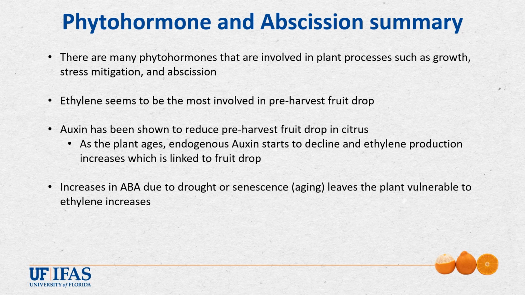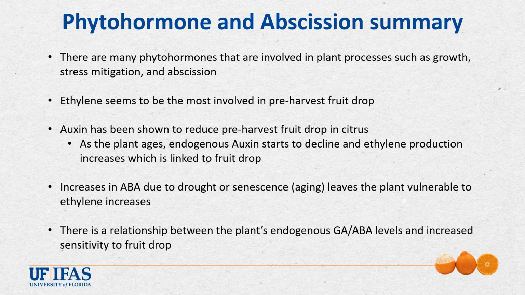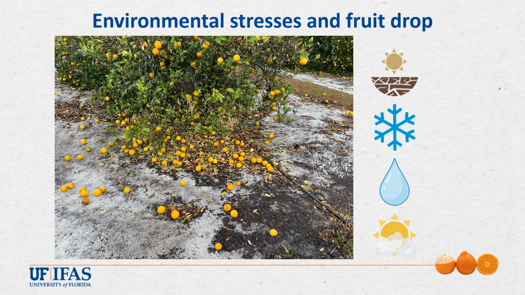Increases in ABA due to drought stress or senescence leaves the plant vulnerable to ethylene increases. And lastly, there is a relationship between the plant's endogenous GA and ABA levels and increased sensitivity to fruit drop. The next section of this video will summarize some environmental factors that contribute to pre-harvest fruit drop.